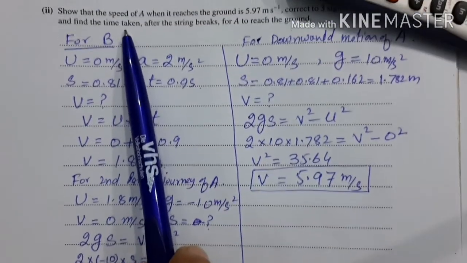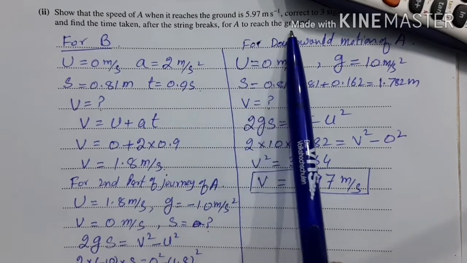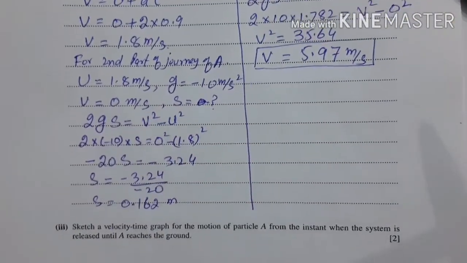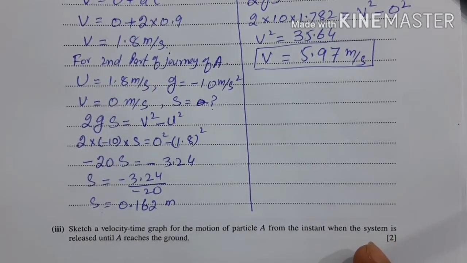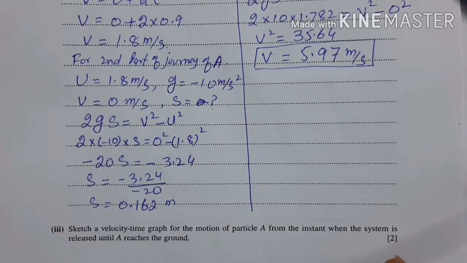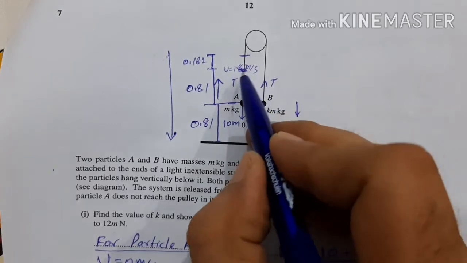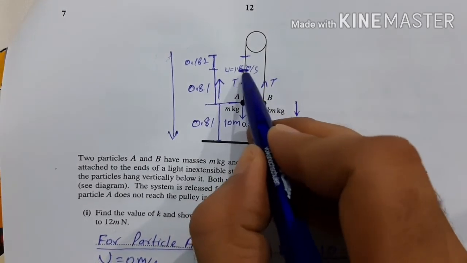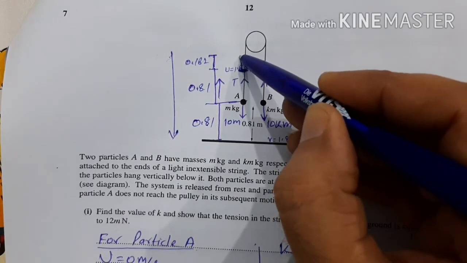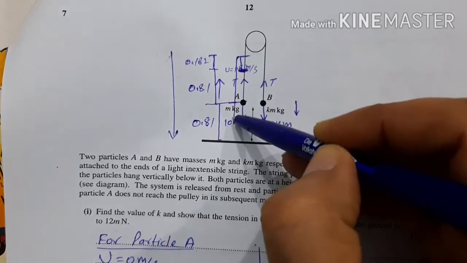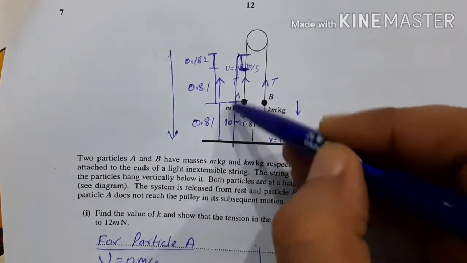Find the time taken after the string breaks for A to reach the ground. So we need to find the time taken by the particle before it hits the ground. If you see the picture again, at this point the string breaks. So it means the particle A will move a bit upward and then downward. So we need to find the time of this portion and this whole flight.